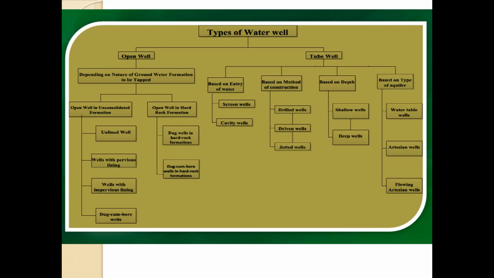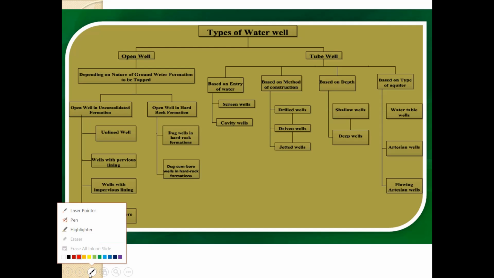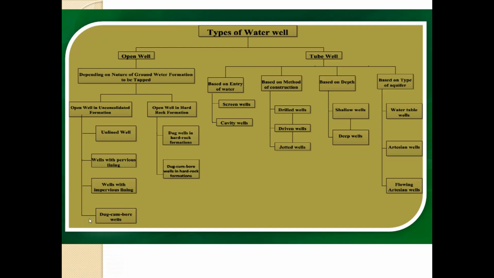Now we all know the wells. Basically, the source of water from the ancient time is the open well. So we all are familiar with the wells. So here are some types of the wells. Basically these wells are divided mainly into open wells as well as tube wells. Tube well is the latest invention.